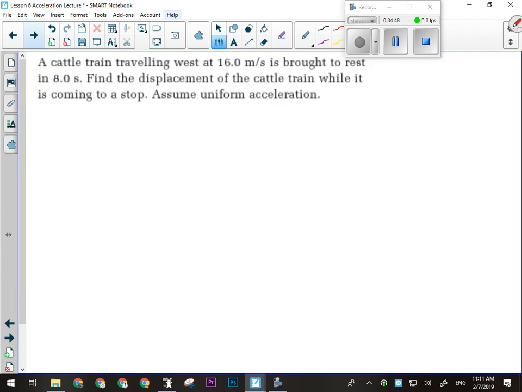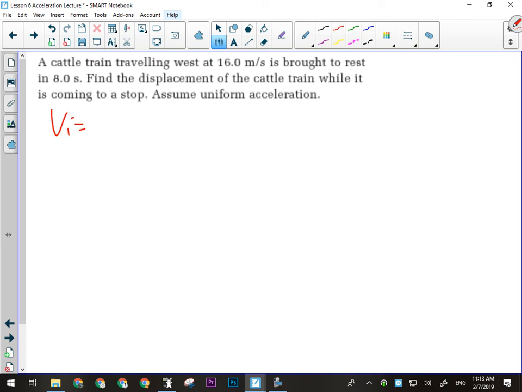All right, I want you to write this one down, and then we're going to walk through it together here. So don't start it, but just write it down. On this one here, we have a cattle train traveling west at 16 meters per second. So that would be where the question starts. So we'll assume that that's VI, 16 meters per second west. And it's brought to rest. What does that tell me? VF is 0, right?